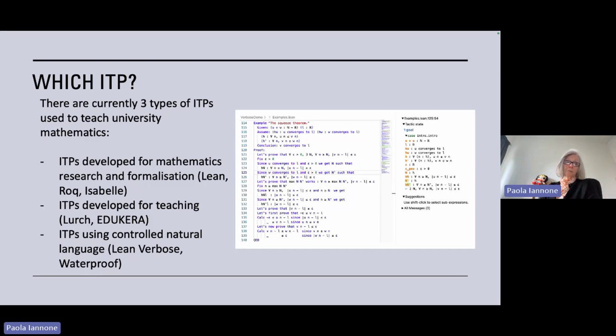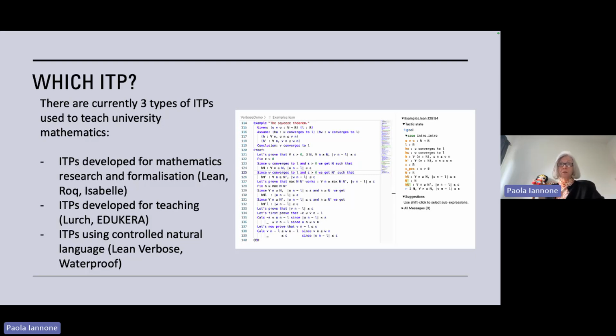And then there are ITPs that use controlled natural language, and Patrick is going to talk about Lean Verbose on Friday, I imagine, but there is another system called Waterproof, which has been developed in Eindhoven. And these systems are really interesting because one of the characteristics of Lean, as we will see later on in this talk, is that the student is doing this programming activity, so they are inputting lines of code in this system, and this doesn't really represent well what the students would do if they were to prove the same result on pen and paper, which can be a benefit for some reason, but a disadvantage for the other.